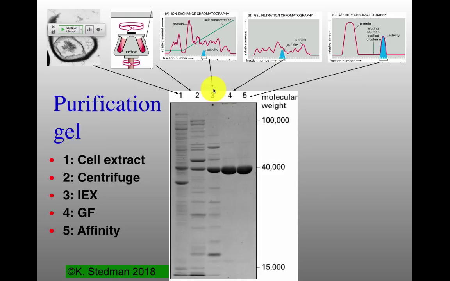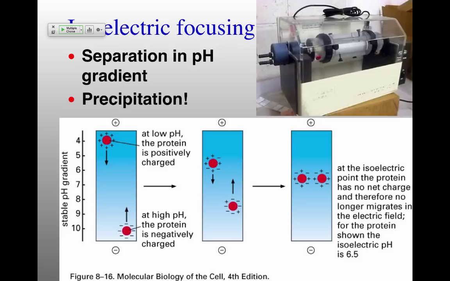So there's one other kind of protein purification that we haven't really talked about so far, and it's quite important for leading into the next steps here of the two-dimensional gel electrophoresis. This is something called isoelectric focusing. Isoelectric focusing takes advantage of the fact that proteins have different charged amino acids on their surfaces.